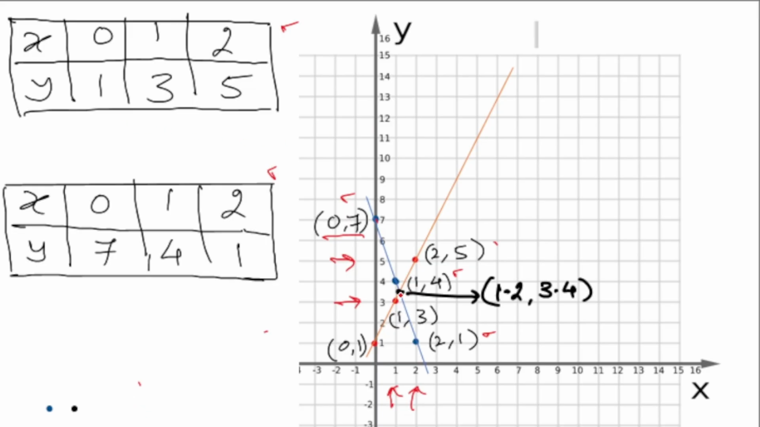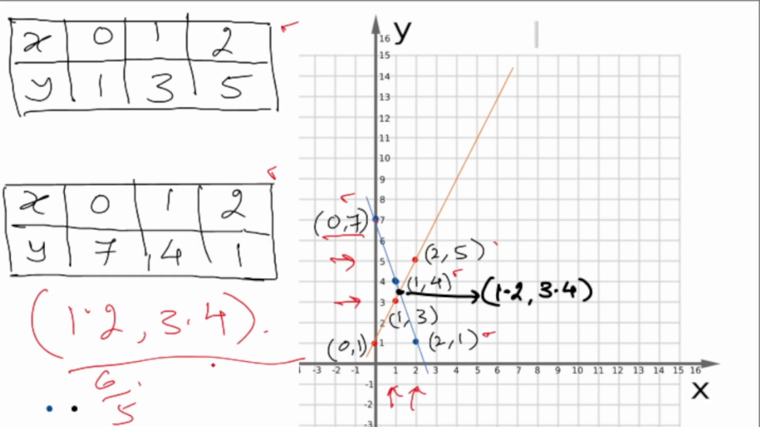So this is the intersection point. So this is the solution, that is (1.2, 3.4). Now, as you have seen, by all the 4 methods, we have obtained the same set of values. That means the value of x is equal to 1.2 and the value of y is equal to 3.4. Or in fractions, this is 6 upon 5, this is 17 upon 5.